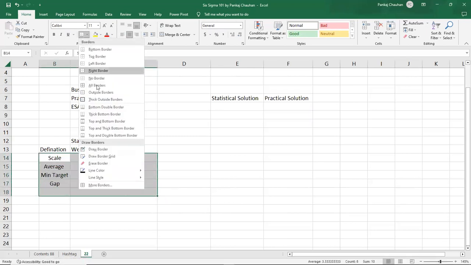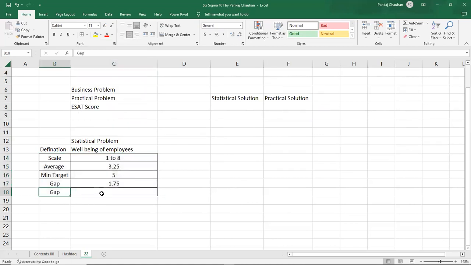If you convert that, how much effort you have to make to fill this gap, which means the gap percentage. So gap percentage will be your difference divided by the baseline, 3.25, which is around 53% gap you have to fill. When you represent it in this way, as well-being of the employee, you have to improve on a scale of 1 to 8, where the current value is 3.25 against the minimum target of 5. So you have to improve it by 1.75 points, which, if you are moving from 3.25 to 5, will be around 53% improvement in your business.